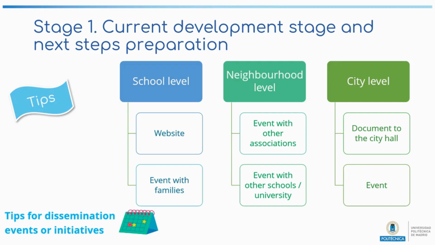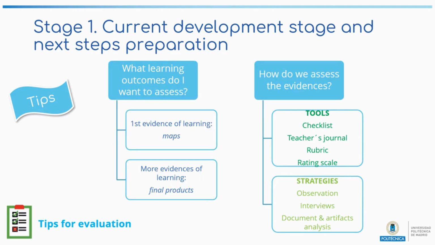A third group of tips is related with evaluation, as we already said before. Evaluation is key in any action with students, so it is key to plan it in advance and gather multiple evidence. These two questions may help to assess your evaluation model. Think of what learning outcomes you want to assess.